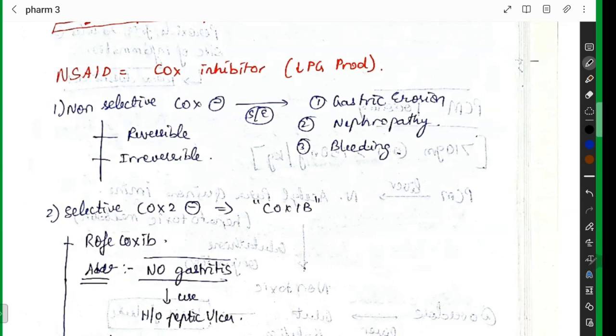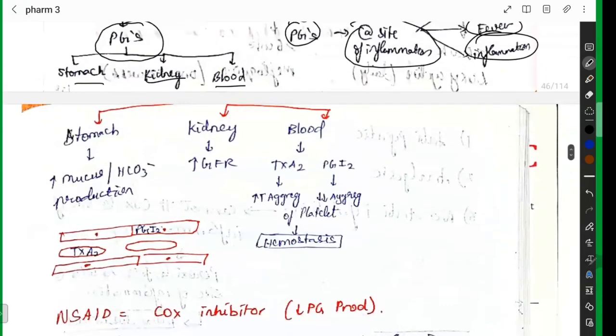Therefore, what do they cause? Number one, there is trouble in the gastric mucosa. Acidity increases, which leads to gastric erosion. Number two, it decreases your GFR, and because it decreases your GFR, it leads to nephropathy. Number three, it decreases the homeostasis mechanism between thromboxane A2 and prostaglandin I2, and it leads to bleeding.